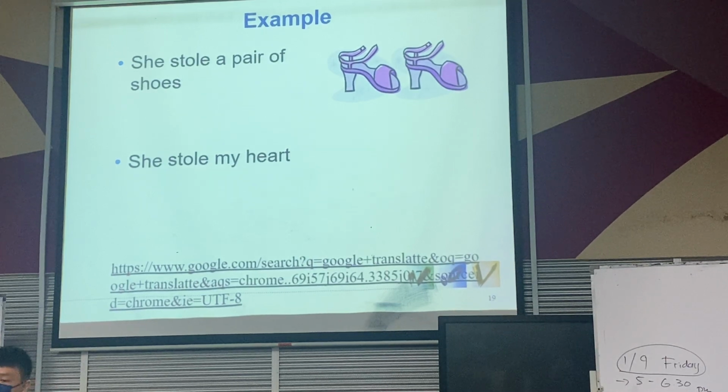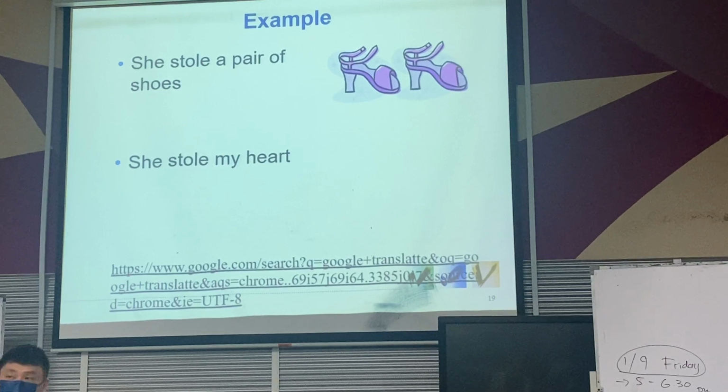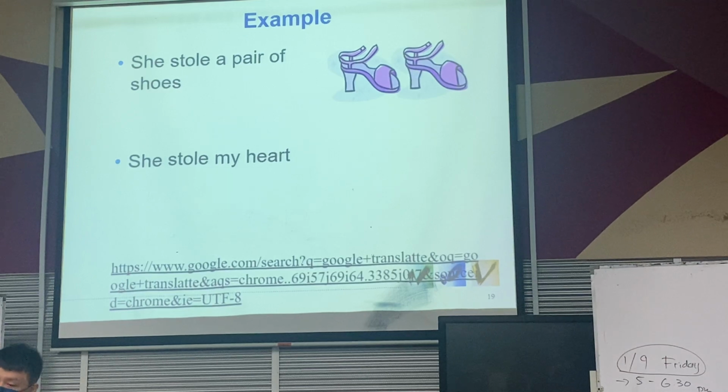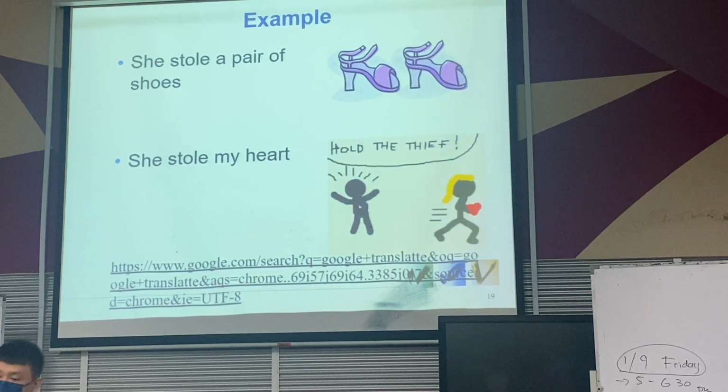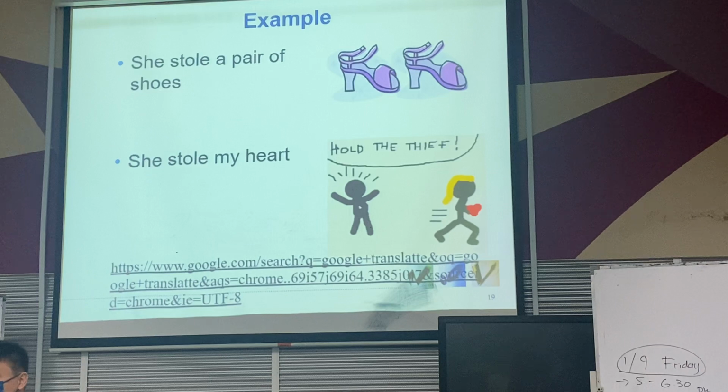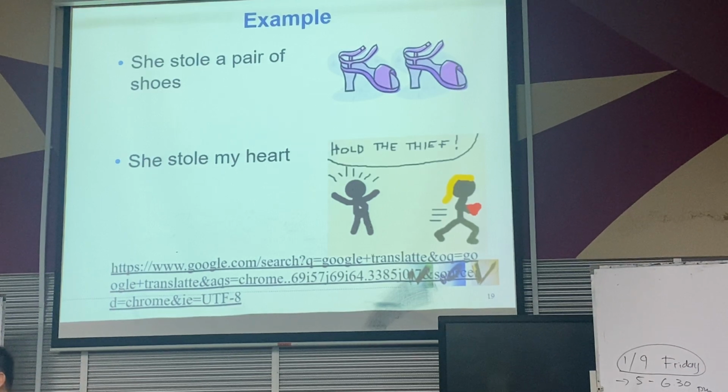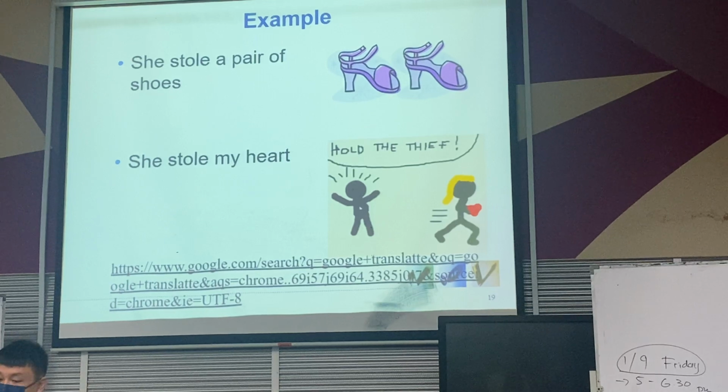Like these examples: she stole a pair of shoes. In the first sentence, it's actually a criminal act, right? You're trying to steal something. It's a bad action. But how about the second sentence here, she stole my heart? Are these two sentences similar in meaning? No, right? The first one is actually some action.